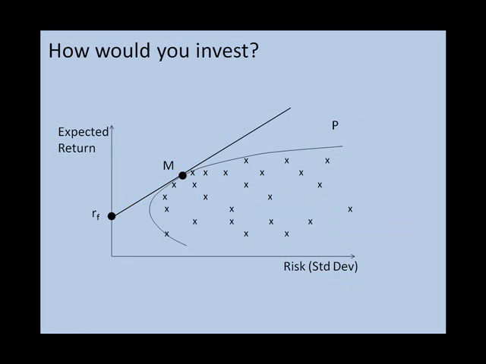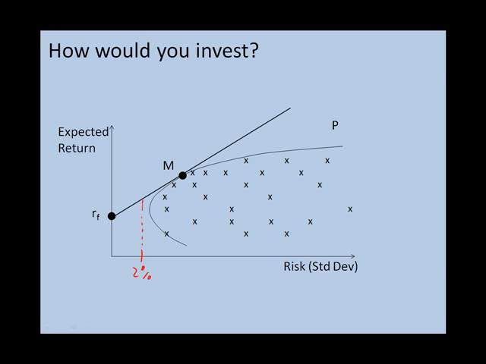Now, how would you invest in this world? What would you invest in? Suppose you have high risk aversion. That means you'd want to invest in a low risk portfolio. Suppose the portfolio risk you want is 2%. What would you do? Well, you would invest in a combination of the optimal portfolio M and the T-bills.